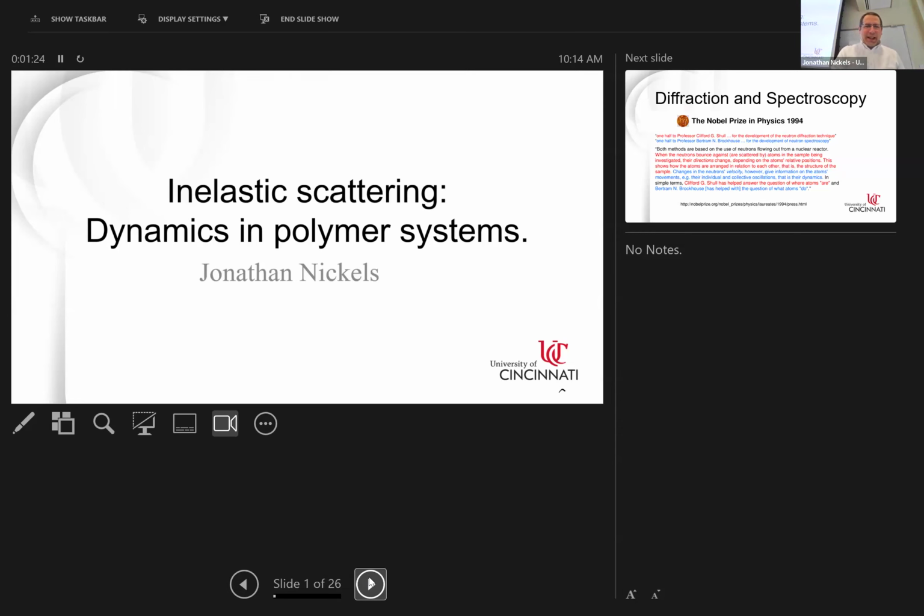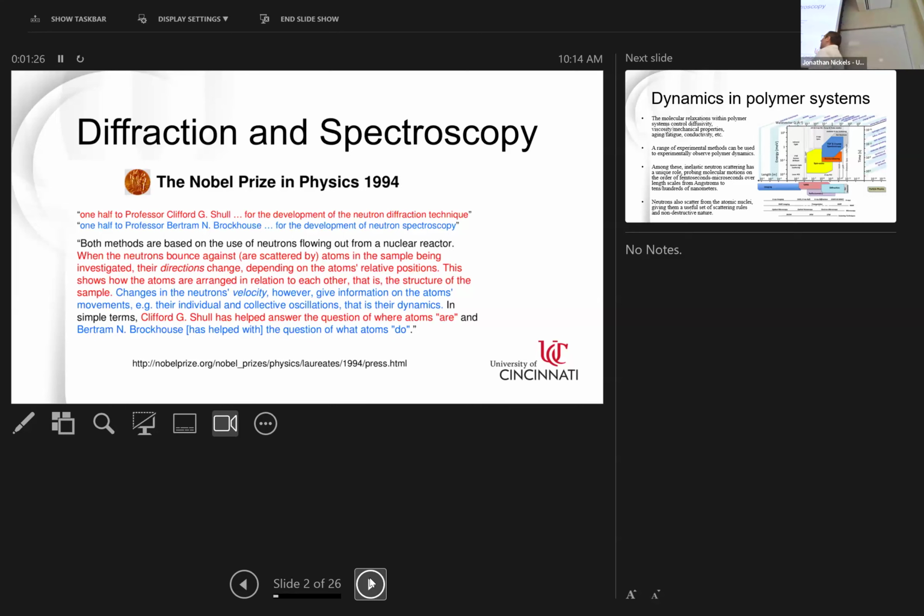So with that said, these techniques are a big deal. They gave a Nobel Prize to Shull and Brockhouse in '94 to recognize the importance of neutron diffraction and neutron spectroscopy. And so the quote here: both methods are based on neutrons flowing out of a neutron reactor, nuclear reactor, which is not the case anymore necessarily.